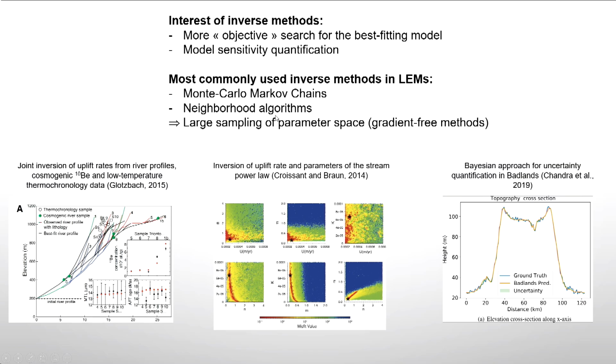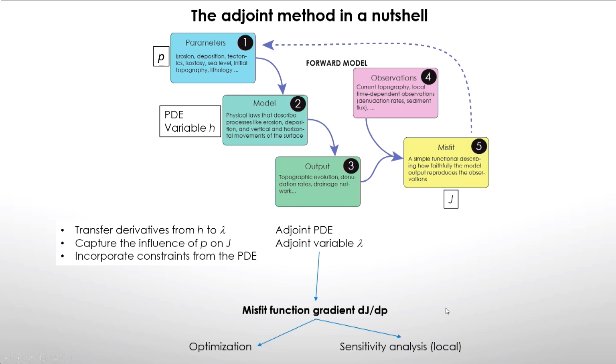But most of them rely on a very large sampling of the parameter space. And the more complex the model is, the larger the parameter space, and the more complex it becomes to sample it. So we have many ways to sample it in a very efficient way, but still, if you multiply the number of parameters, it becomes impossible. So these are examples of what I've done in inversion procedures. But an interesting method is what we call a gradient method, and it's the adjoint method.